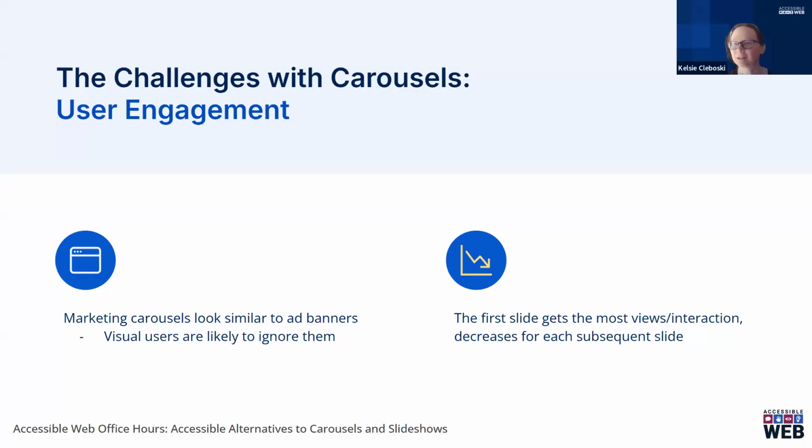For one thing, marketing carousels can look very similar to ad banners, and a lot of particularly visual users have essentially trained to ignore those. So visual users are more likely to ignore things if they get a visual impression that it is an ad banner, an animated ad banner. They're more likely to just skip over it rather than actually engage with the content. We also see that typically in a carousel, the first slide may get the most views and interaction, and then those views and interactions may start to decrease dramatically on subsequent slides as someone moves through a carousel.